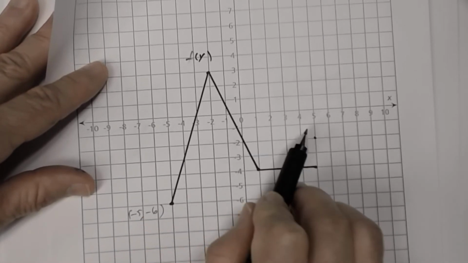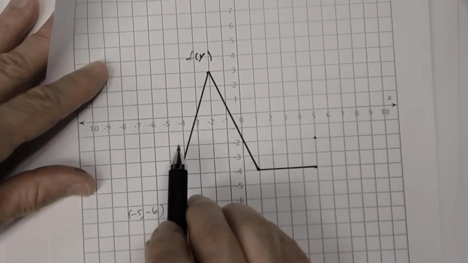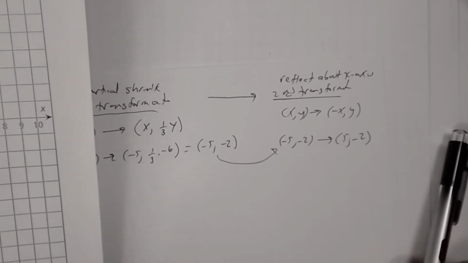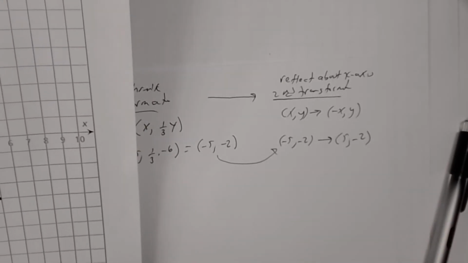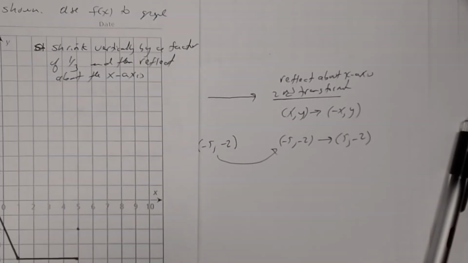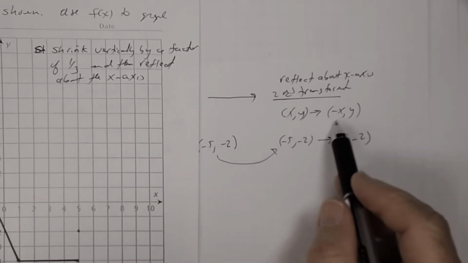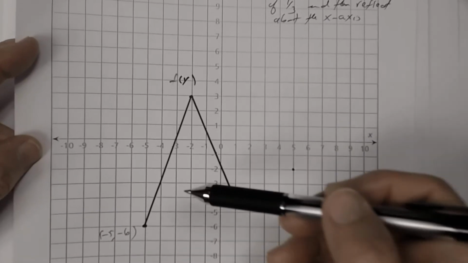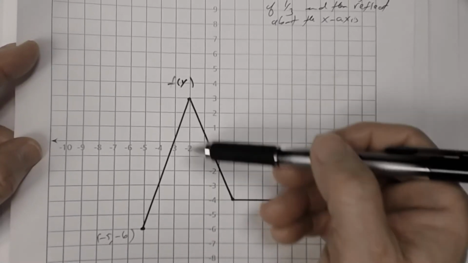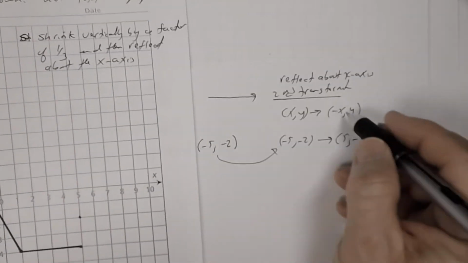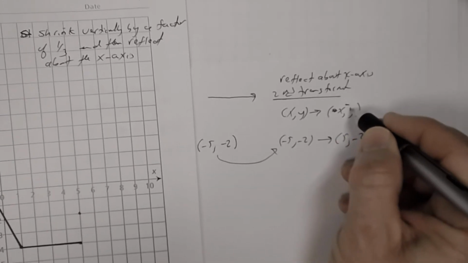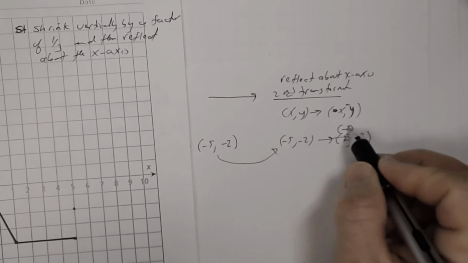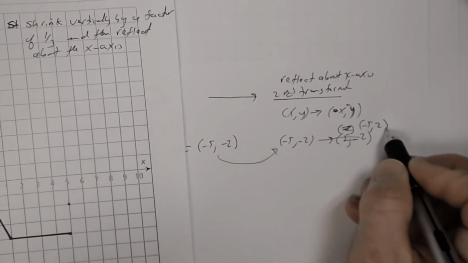Then reflect it across the x-axis. Okay, so obviously I made a mistake. Whenever you reflect across the x-axis, we said a while ago the x stays the same and the y changes. So notice I put the negative in the wrong place. Sorry about that. So that's negative y. So this becomes negative y: -5, positive 2.